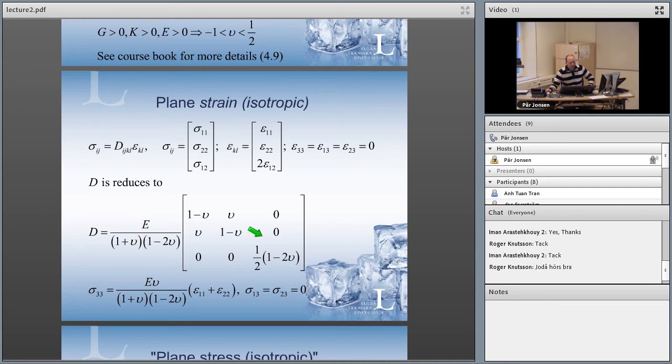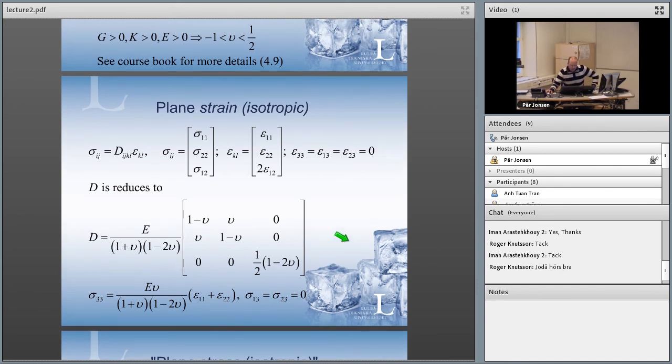All the strains are in one plane. So if you look at this, this says that out of plane strains, this is epsilon 3,3, the volumetric part, epsilon 1,3, epsilon 2,3. These are out of your plane.